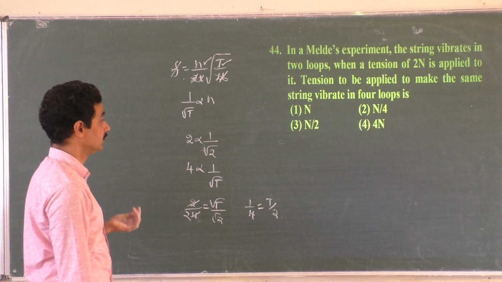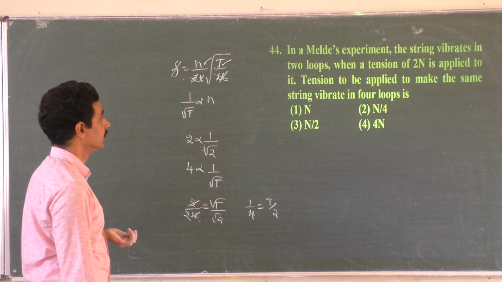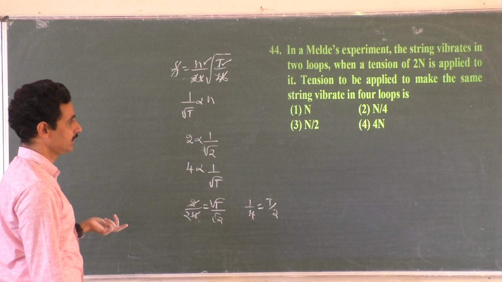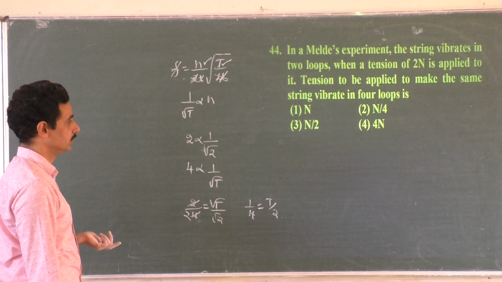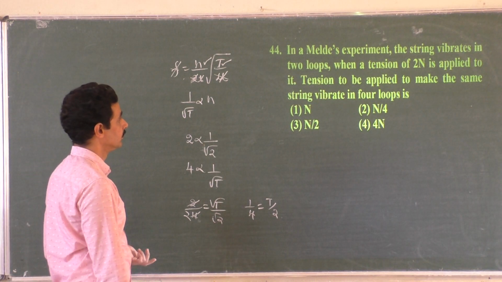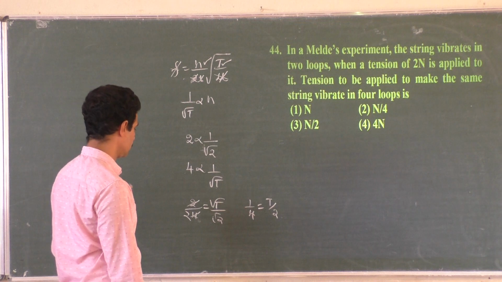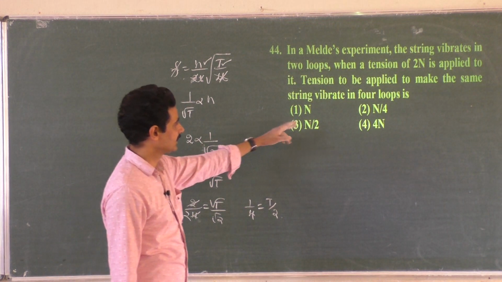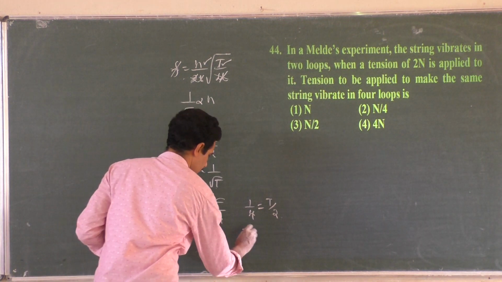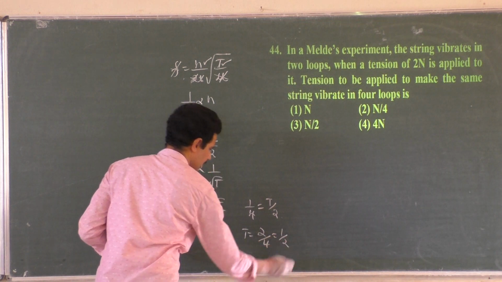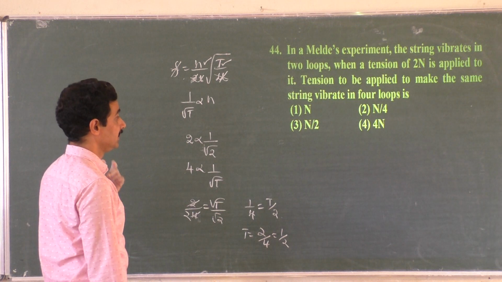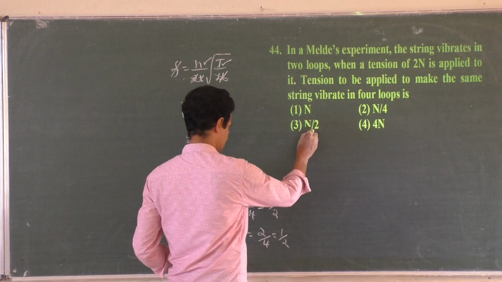First one, 2 Newton, okay. In Melde's experiment, the string vibrates in 2 loops when a tension of 2 Newton is applied. Tension to be applied to make the same string vibrate in 4 loops: 1 Newton by 2. Now something has gone wrong here. 2 Newton, then what is this? Options: N by 2, what is N by 2? Tension is 2 by 4, that is 1 by 2. 1 Newton, this is the answer, so many Newtons by 2. 1 Newton by 2, yeah, this one, correct?